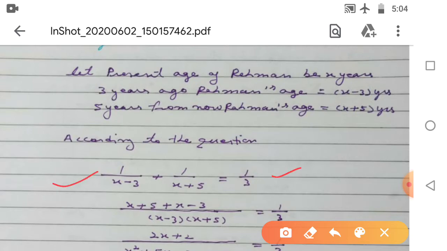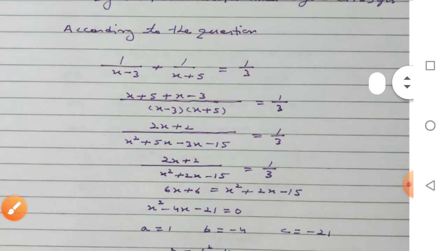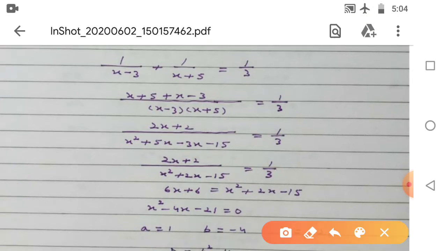On the left hand side you can take LCM. This is x minus 3 and x plus 5. So, x minus 3 into x plus 5 is the LCM, and in the numerator we have x plus 5 into 1, that is x plus 5, plus x minus 3, upon x minus 3 into x plus 5 is equal to 1 by 3. Now, solve the numerator. This is x plus x is 2x, and 5 minus 3 is 2.